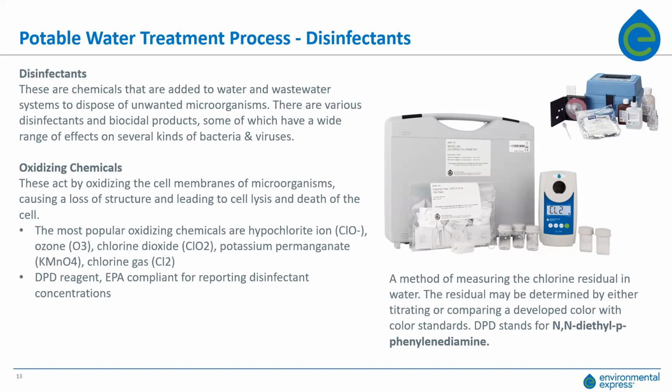If you've ever been to a plant, you see the large green tank. That's a chlorine tank, and those are quite dangerous. The EPA compliant reagent for the colorimeter is called DPD. This is approved for reporting concentration of free chlorine or total chlorine in your water.